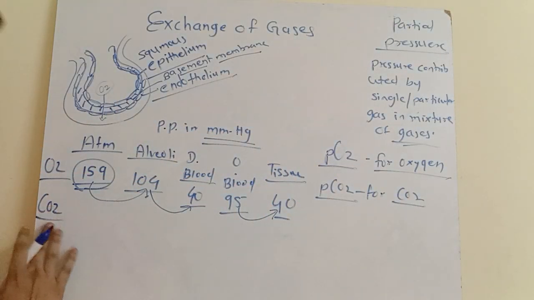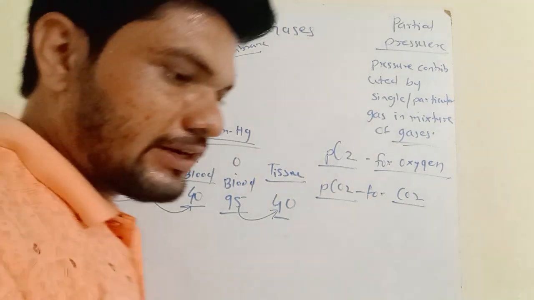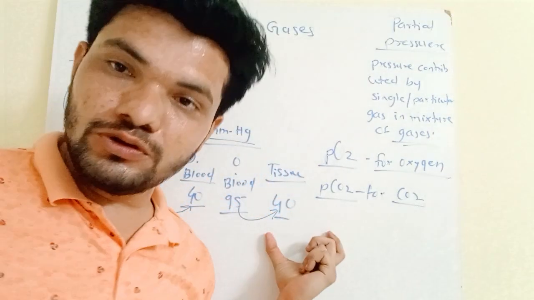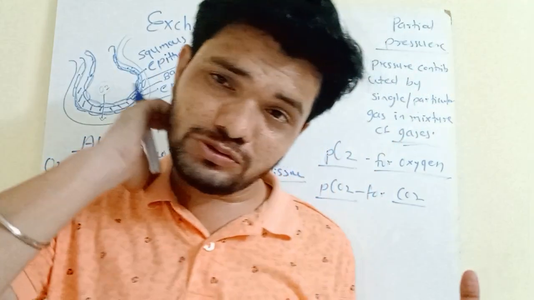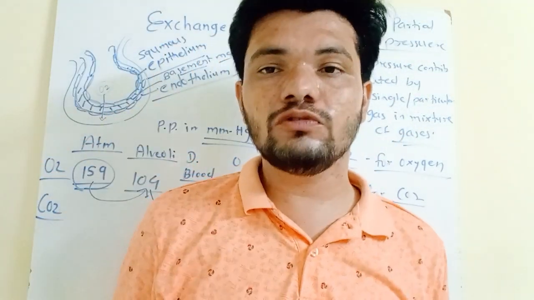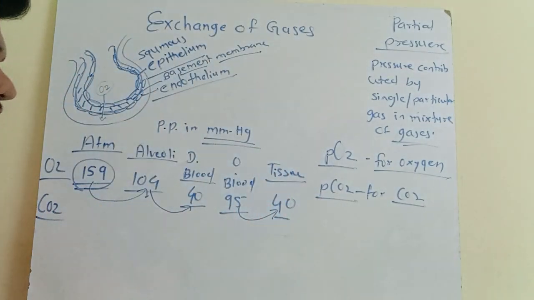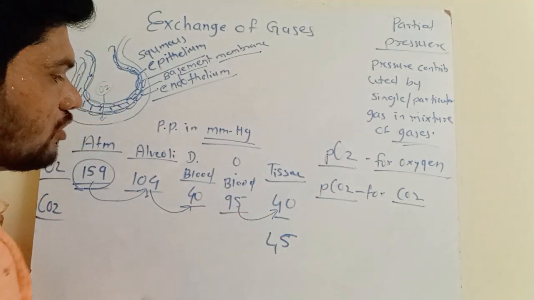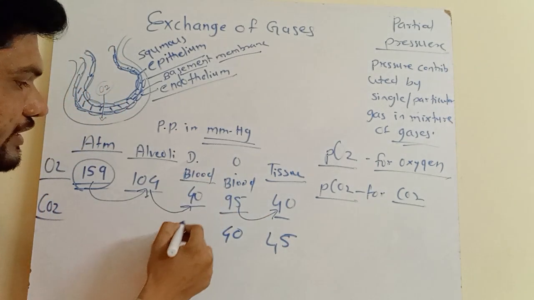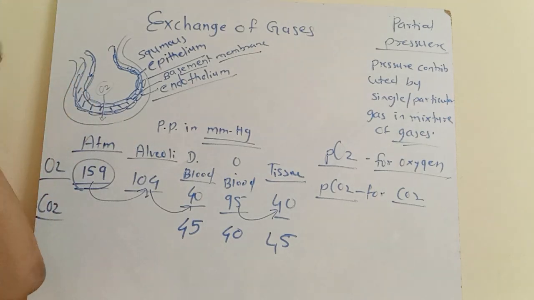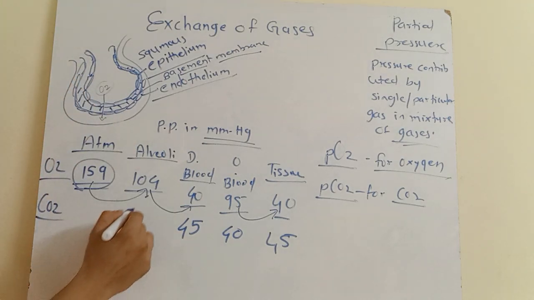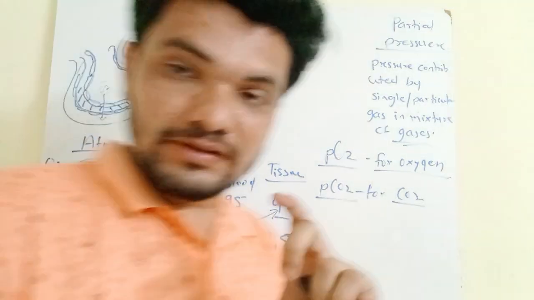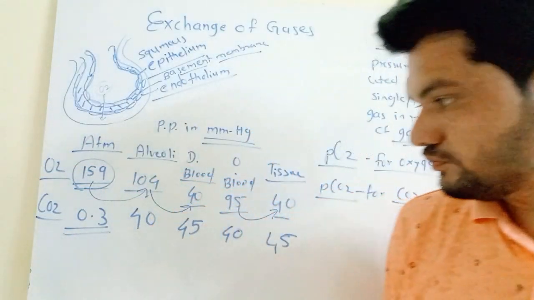In the case of CO2, the partial pressure gradient is in the opposite direction. In tissues there is much more CO2 because the cells in the tissues are producing CO2 by oxidation of glucose. So they have a lot more CO2 there, like 45. In oxygenated blood there is 40, then in deoxygenated blood again 45. In the alveoli again 40. And in the atmosphere the partial pressure of CO2 is much lower.